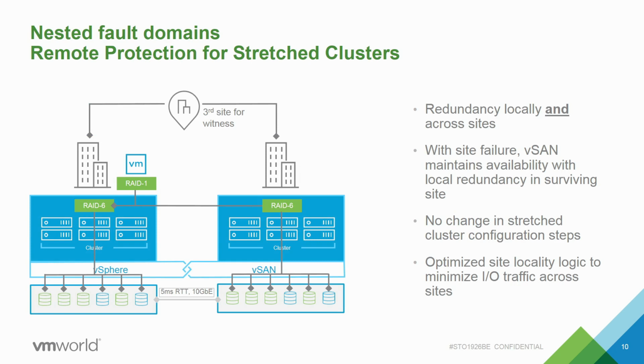Stretch clustering was something we came out with in 6.0 Update 1, vSAN 6.1. It was a good technology, but it had a critical limit. We could mirror data between sites, but we could not protect data locally. And so if you had a failure of an entire site, you would basically be operating in a RAID 0 state. You couldn't tolerate subsequent failures.